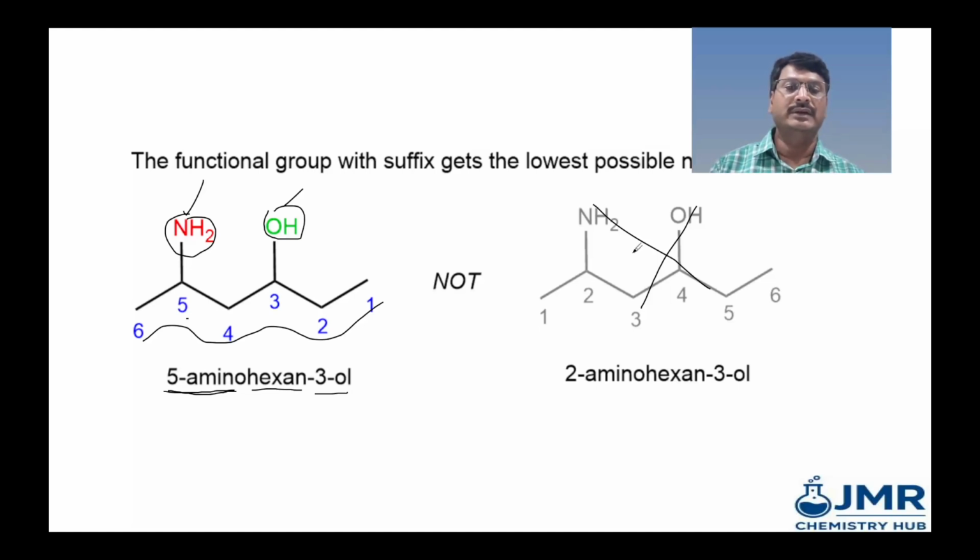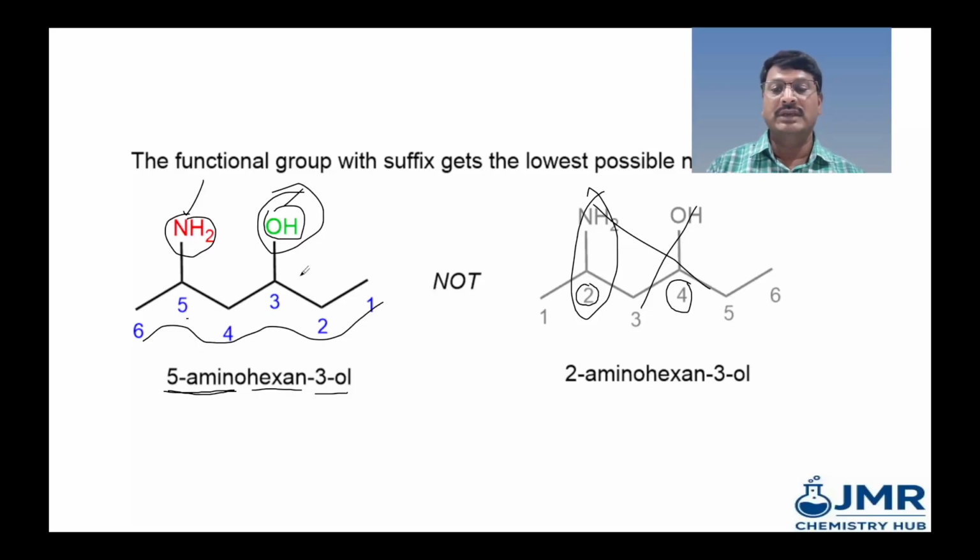So what is wrong here? The functional group should get the least number. When you are giving the numbering, the functional group should get the least number, even though the substituent gets the lowest number. When you give the numbering from this side, you get 2 for the substituent, but in that case the functional group is getting number 4. So the numbering is given from the side where the functional group gets the lowest number. That is the correct way. So this is the compound name, 5-aminohexan-3-ol. Thank you.